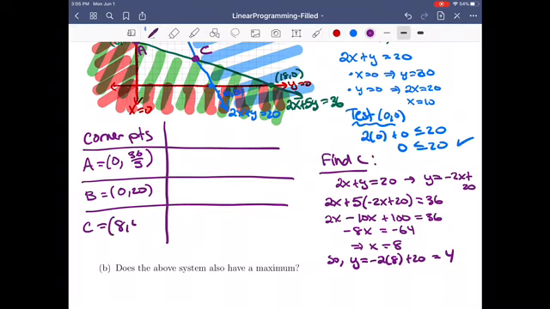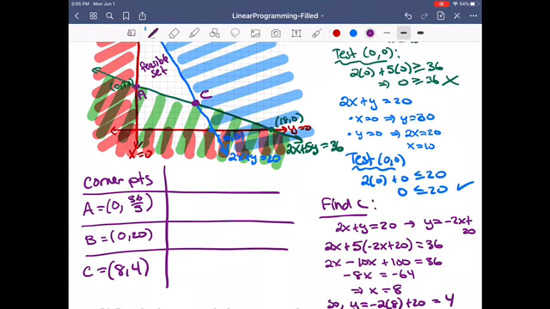So I get the coordinates here is 8, 4, which let's see if that makes sense. 1, 2, 3, 4, 5, 6, 7. So here's 8. And here is 4. So it's actually really close here. Okay, so we think that we're probably right.